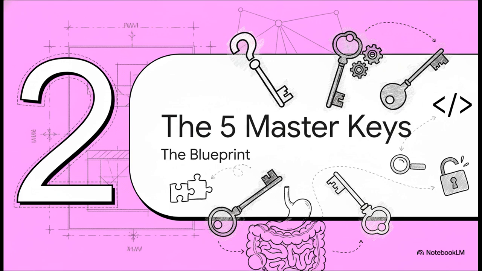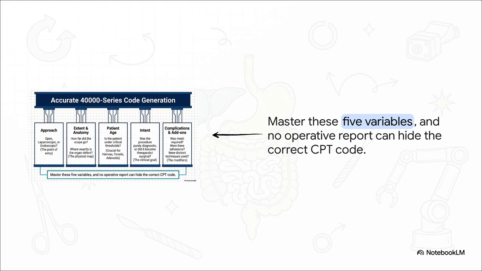This whole framework is built on 5 critical questions. Think of them as master keys that will help you unlock any coding puzzle you find in an operative report. And here it is, the entire system at a glance. These 5 pillars are your checklist every single time. We're looking at the approach, the extent and anatomy, the patient's age, the procedure's intent, and finally, any complications or add-ons. Ask these 5 questions, and the right code is just going to reveal itself.